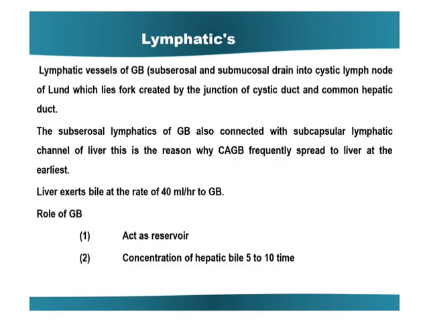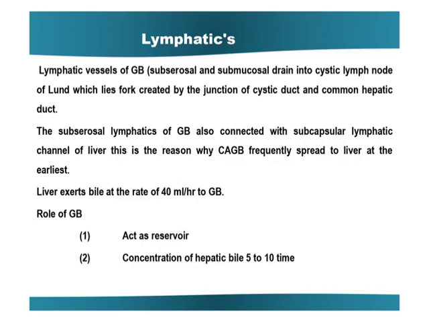So far as the lymphatic vessels of the gallbladder are concerned, the subserosal and submucosal lymphatic plexus drain into the cystic lymph node of Lund, which lies in the fork created at the junction of the cystic duct and the common hepatic duct. The subserosal lymphatics of the gallbladder are also connected to the subcapsular lymphatic channels of the liver. That is the reason why carcinoma gallbladder frequently spreads to the liver at the earliest, that is, liver infiltration.